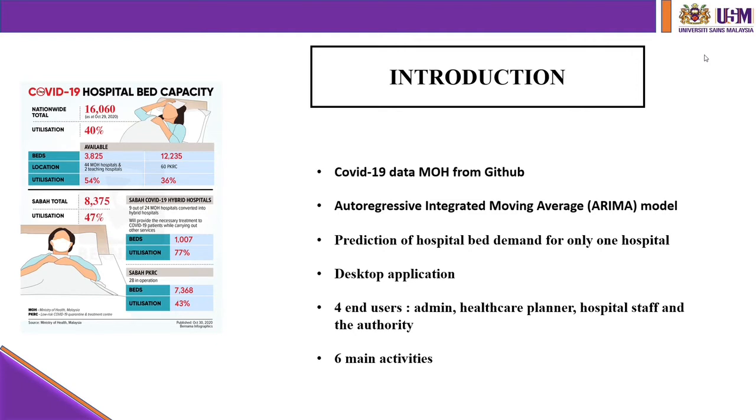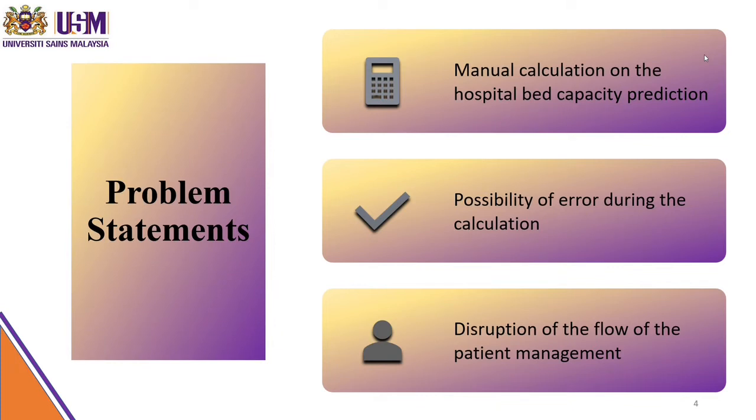This prediction is applicable only for one hospital, and this project has 4 end users with 6 main activities. The end users are admin, healthcare planner, hospital staff, and authority. There are 3 problem statements: manual calculation of the hospital bed capacity predictions, the possibility of error during the calculations, and disruption of the flow of patient management.